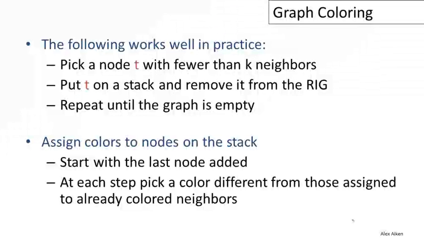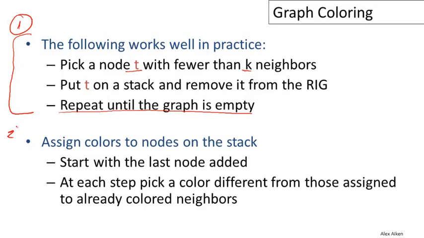So here's a procedure that works very well in practice. First, we pick a node T that has fewer than k neighbors. We put T on a stack and remove it from the register interference graph, and then we recurse. We repeat this procedure until the graph is empty. So we just keep choosing nodes that have fewer than k neighbors, pushing them onto a stack and deleting them from the graph. And we do that until the graph is completely emptied out. And that's the first phase. So that's part 1. Okay?